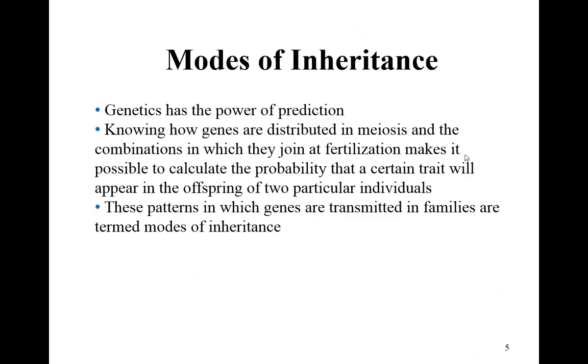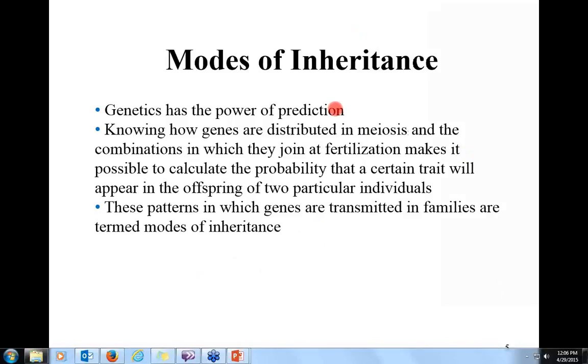Okay, so now we're going to talk briefly about modes of inheritance. And what genetics can do is predict. And the reason why we can predict is we have to know two things. We have to know meiosis and how your genes are going to be distributed during meiosis and what combinations will occur or could possibly occur should fertilization take place. So you can calculate the probability of certain traits that will appear in the offspring of two individuals. And these patterns in which the genes are transmitted in families is often termed mode of inheritance.